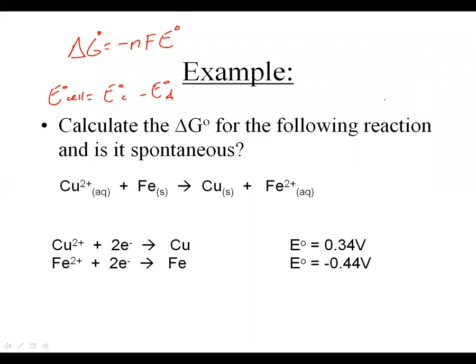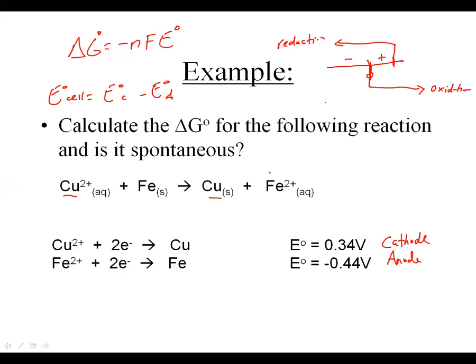In this particular reaction, the cathode is going to be our copper 2, while our anode will be our iron 2. When we look at the copper 2, it's going from +2 to 0, heading in that direction, and that means it's going through reduction. If we look at our iron, it's going from 0 to +2, which means the iron is going through oxidation.